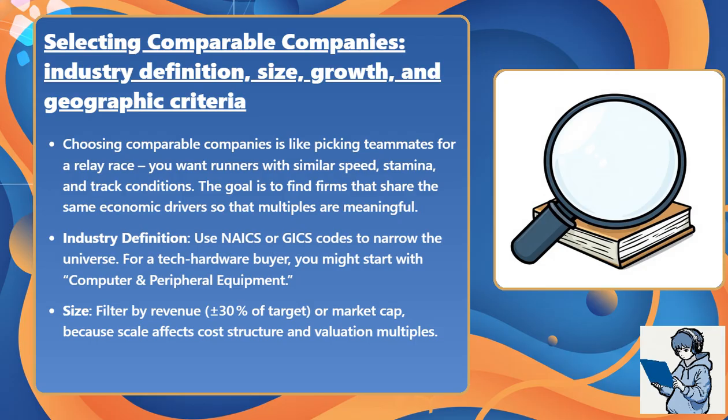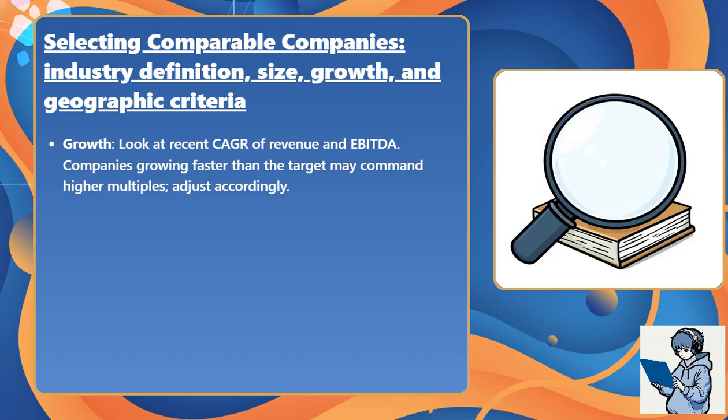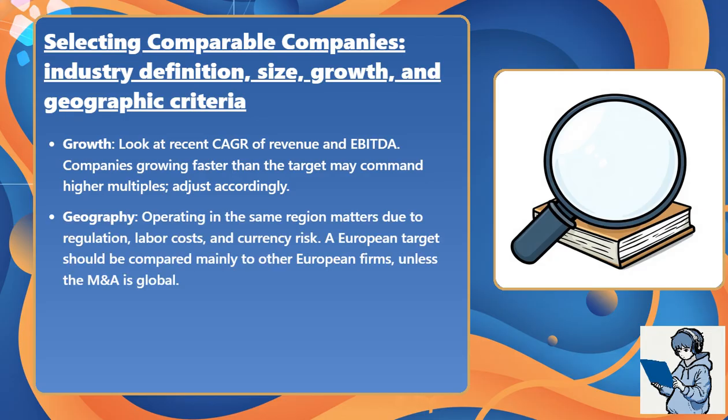Size: filter by revenue plus or minus 30% of target, or market cap, because scale affects cost structure and valuation multiples. Growth: look at recent CAGR of revenue and EBITDA. Companies growing faster than the target may command higher multiples, so adjust accordingly. Geography: operating in the same region matters due to regulation, labor costs, and currency risk. A European target should be compared mainly to other European firms unless the M&A is global.